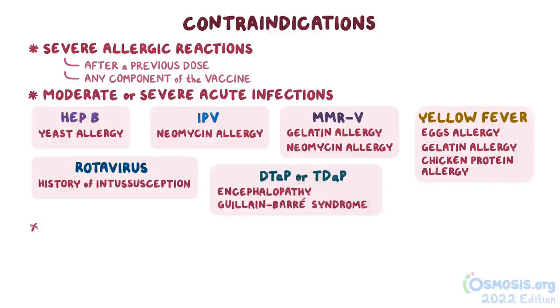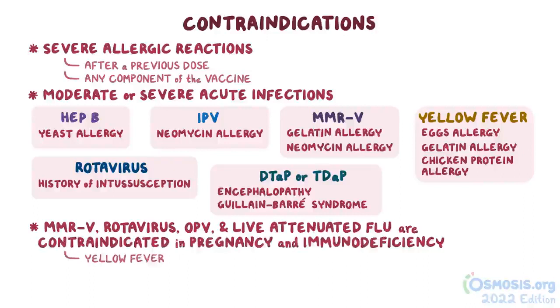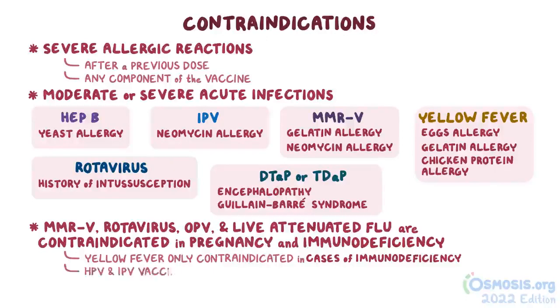live vaccines, so MMRV, rotavirus, OPV, and live attenuated flu vaccines are contraindicated in cases of pregnancy and immunodeficiency, except for the yellow fever vaccine, which is only contraindicated in cases of immunodeficiency and can be used with caution during pregnancy. HPV and IPV vaccines are also not recommended during pregnancy.